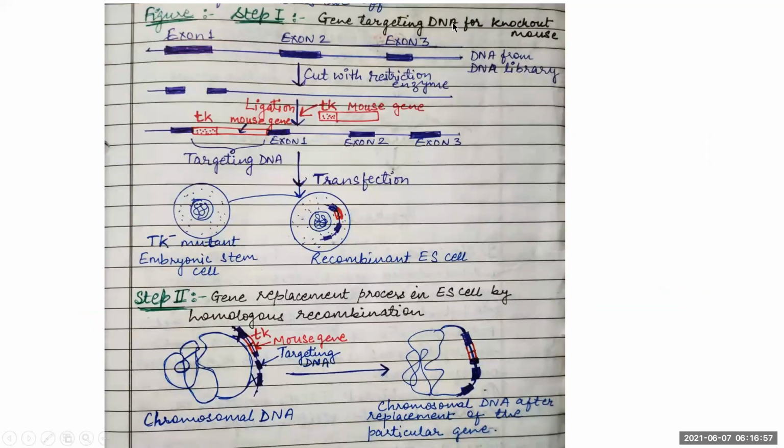Okay. So gene targeting, what we do here is gene targeting for preparing the gene targeting DNA for knockout mice. The first step is preparing the gene targeting DNA. For that, mouse DNA is isolated from the mouse DNA library. Okay, so this is the DNA having first, second, third exon. So you identify the first exon and cut it with restriction enzyme. That means you have disrupted the protein producing function of the exon.